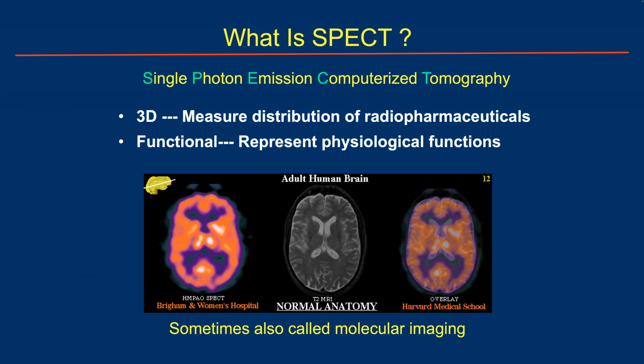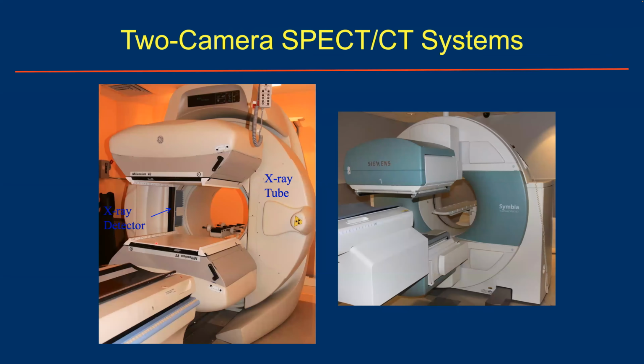3D images of SPECT are very blurred, but show uptake of tracer. For example, here shows the brain blood perfusion as demonstrated here. So that's why SPECT imaging is also sometimes called molecular imaging.